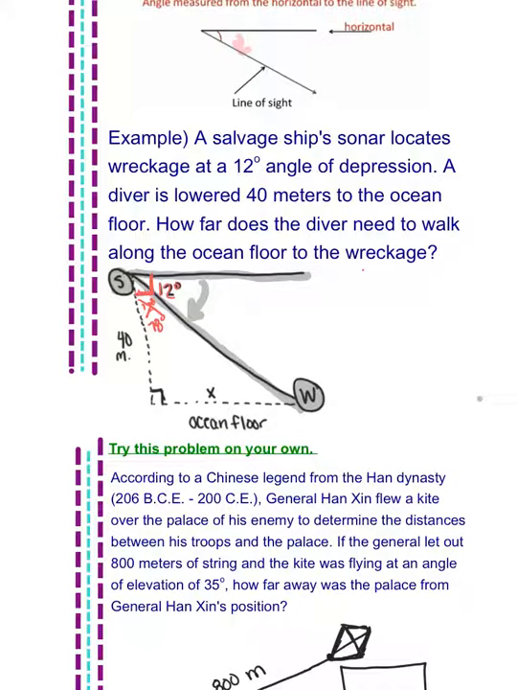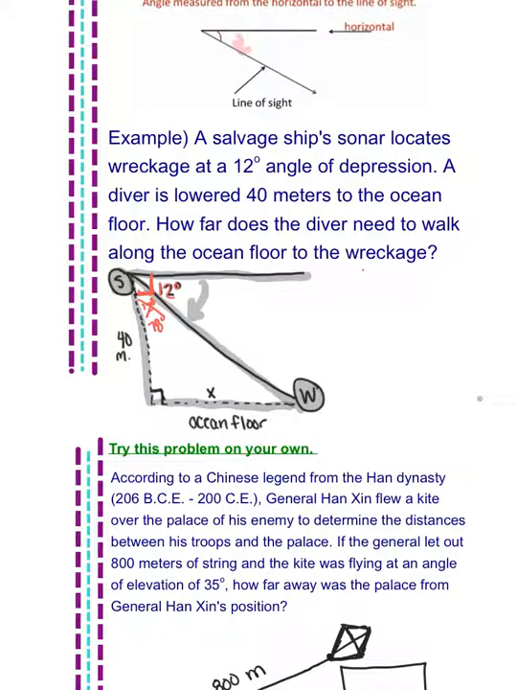So it says a diver is lowered 40 meters to the ocean floor. How far does the diver need to walk along the ocean floor to the wreckage? So you can see here where the diver is lowered down in my picture, 40 meters, and I want to know how far he's got to walk. So you have a couple of options here.